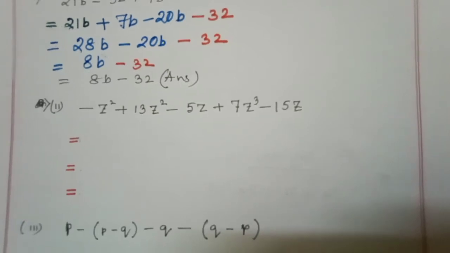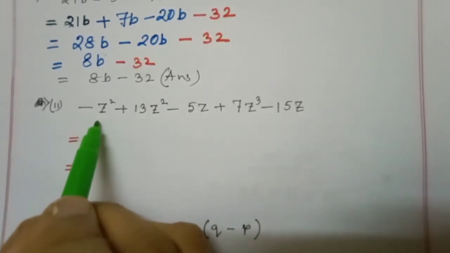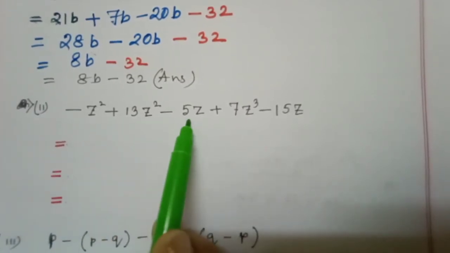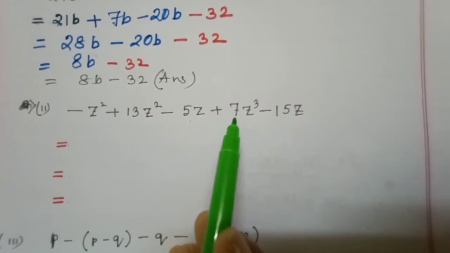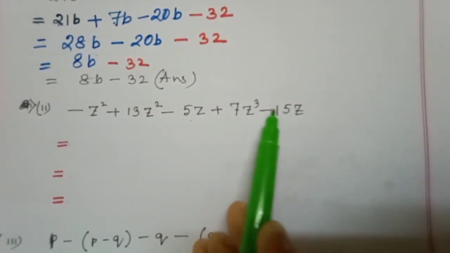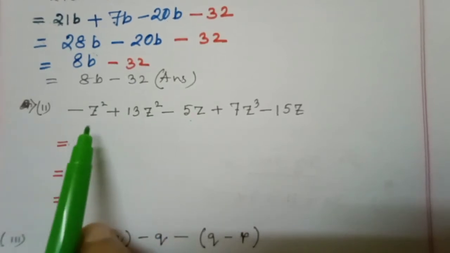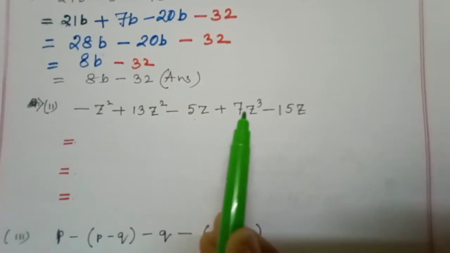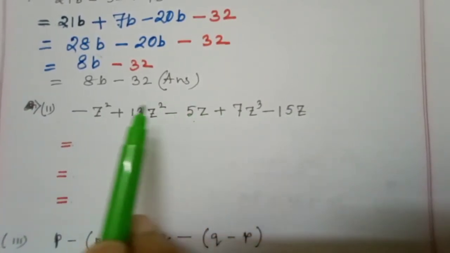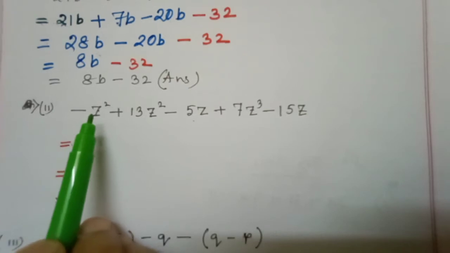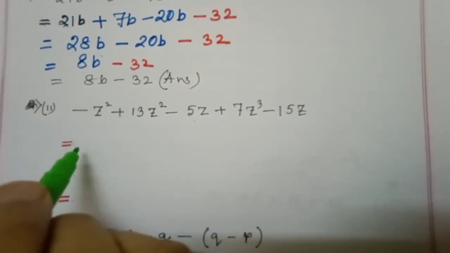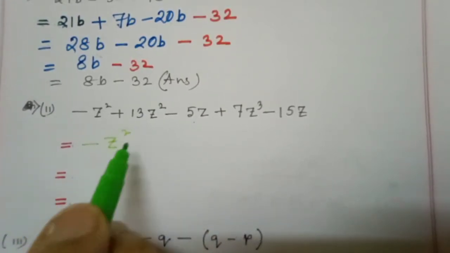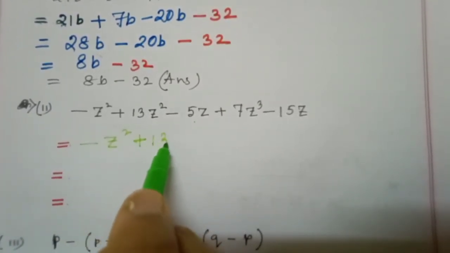Next sum is minus z square plus 13z square minus 5z plus 7z cube minus 15z. Arrange them in like terms. How many like terms are there? Though the variables are the same, the powers are not the same in every term. So you have to concentrate on the power also. So minus z square, keep minus z square here and find out if any z square is there. Yes, 13z square is also there.